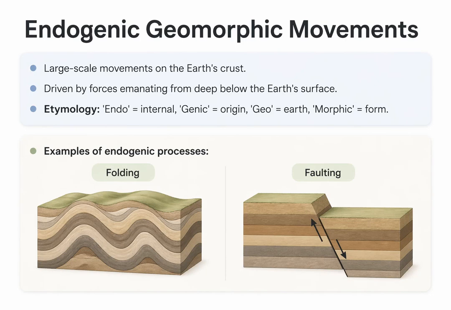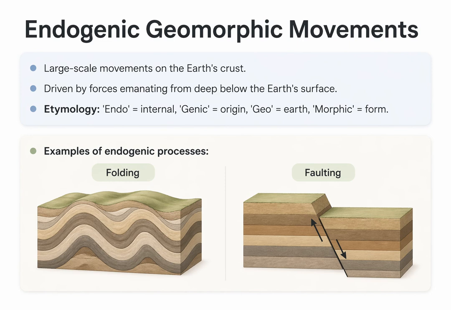Let's focus our attention underground. Endogenic geomorphic movements are the large-scale shifts on the Earth's crust brought about by forces deep within the planet. The word itself tells you exactly what it is. Endo means internal, and genic means origin, so these are Earth-shaping movements of internal origin.